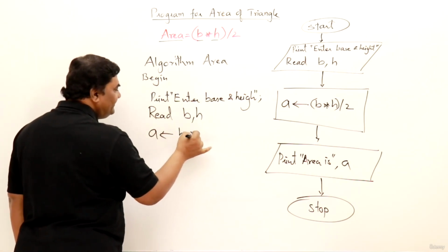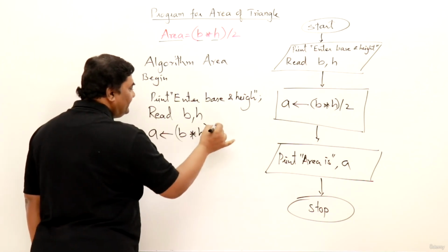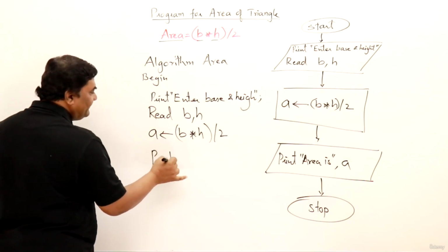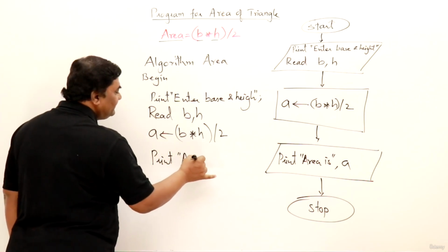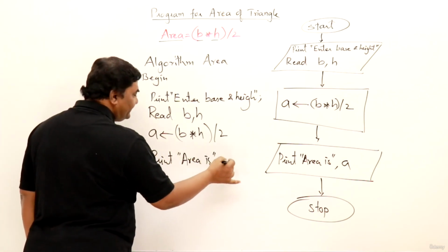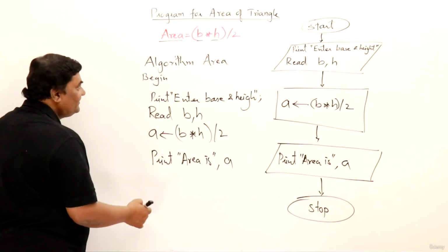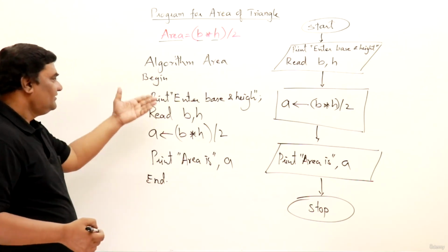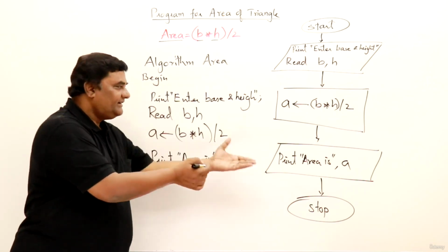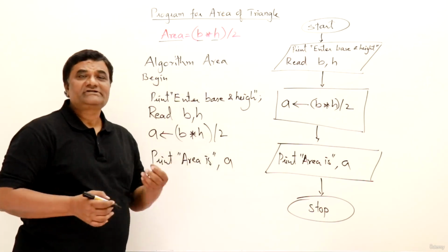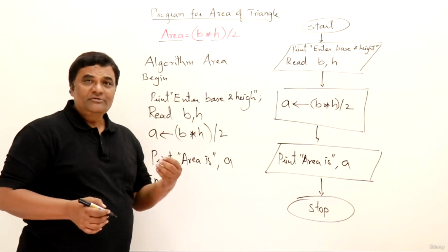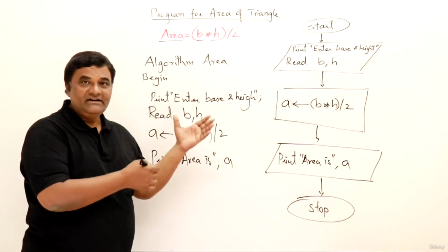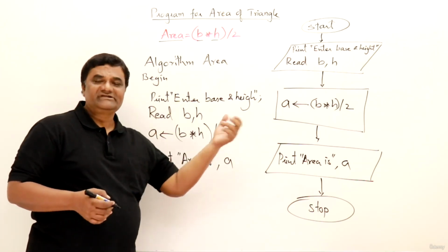A assign B into H by 2. Now then I should print the result. Printf area is, so just it is print, right? So print this one, then end of this algorithm. That's it. See, the contents in the flowchart and the algorithm look similar because this is just a formula based program. It's a very simple program. Right now it looks the same.